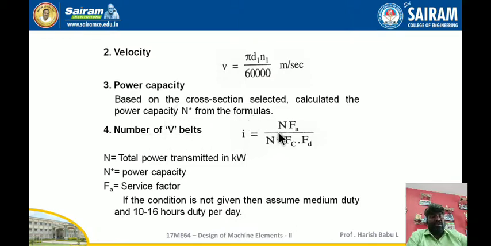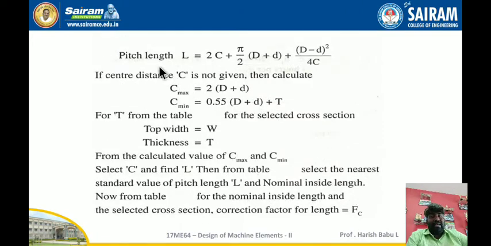The number of belts i = N × Fa / (N* × Fc × Fd). N is the total power transmitted in kilowatts, which will be given in the problem. N* is the power capacity, which is calculated in step 3. Fa is the service factor. If the condition is not given, you have to assume medium duty and 10 to 16 hours duty per day. Next will be the pitch length L.